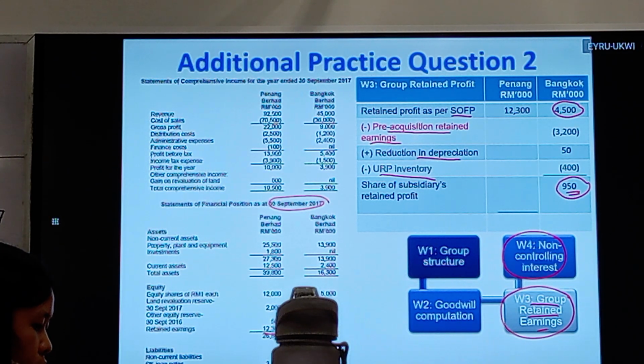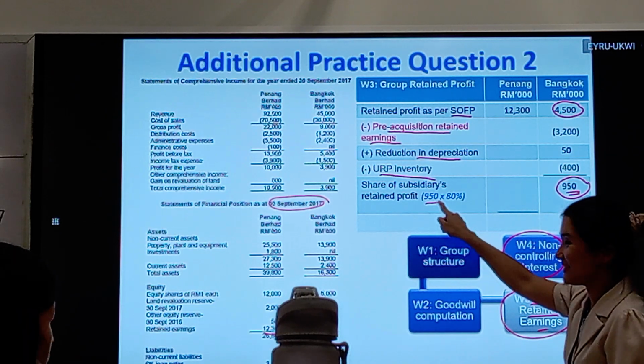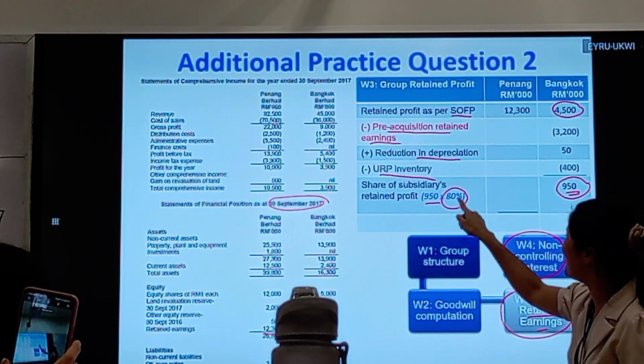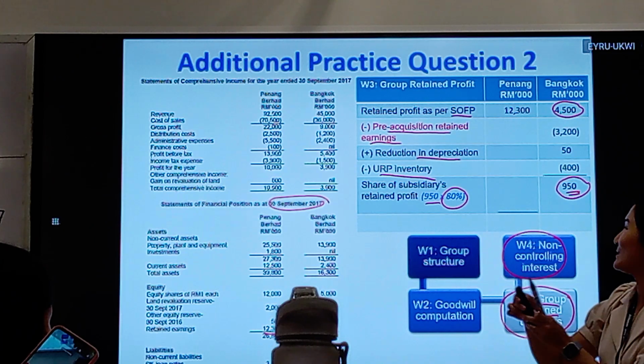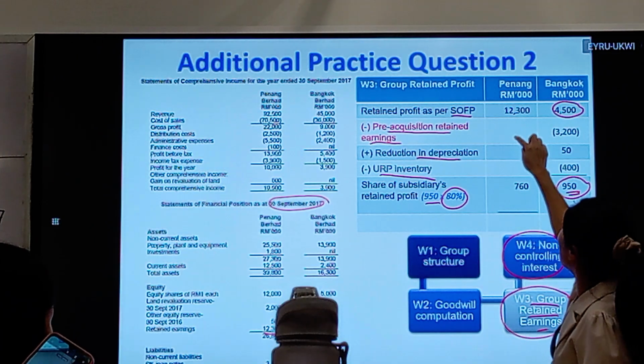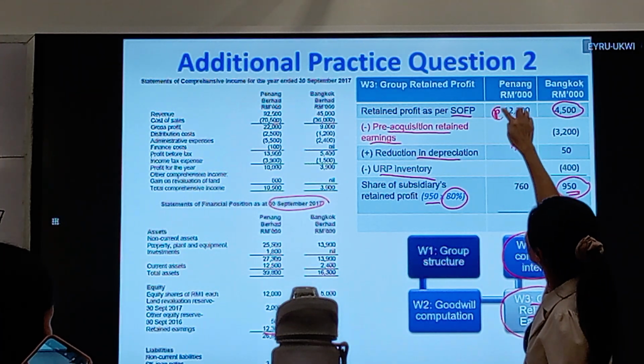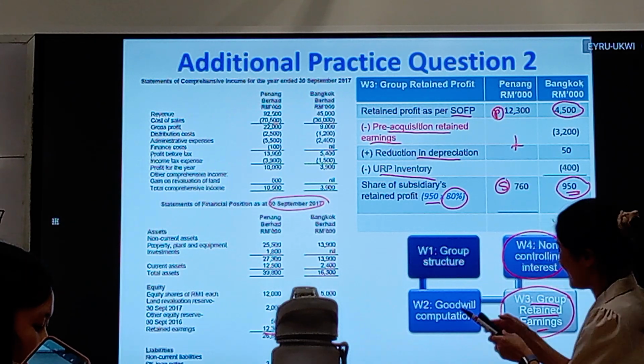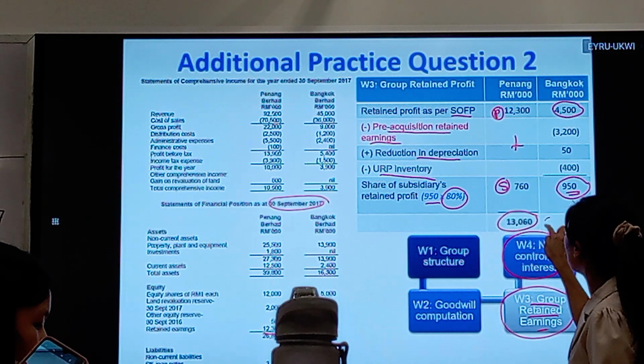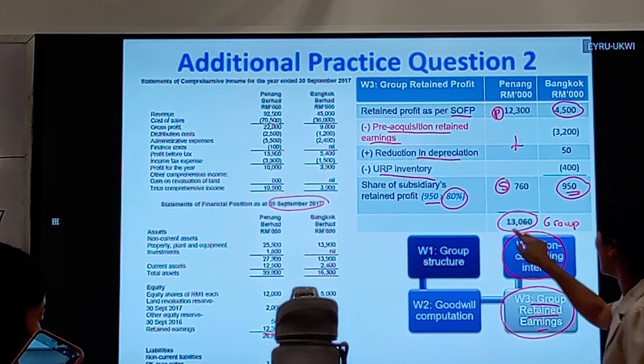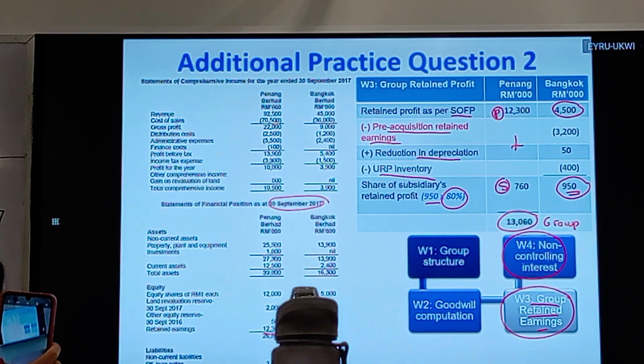Okay? And then don't forget this 950, the Penang only earns 80%. So you have to times by 80%. And then you plus. So this is parent figure plus subsidiary figure. This will be your total group figure. So this one, 13060, will be transferred into your worksheet. Okay, so you can take a picture of this working.